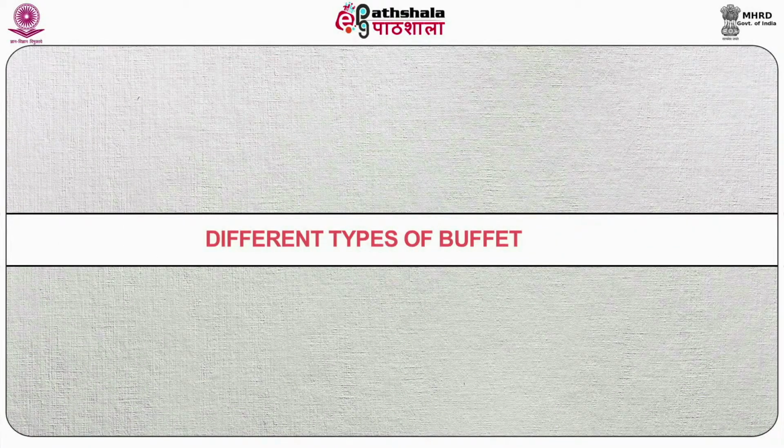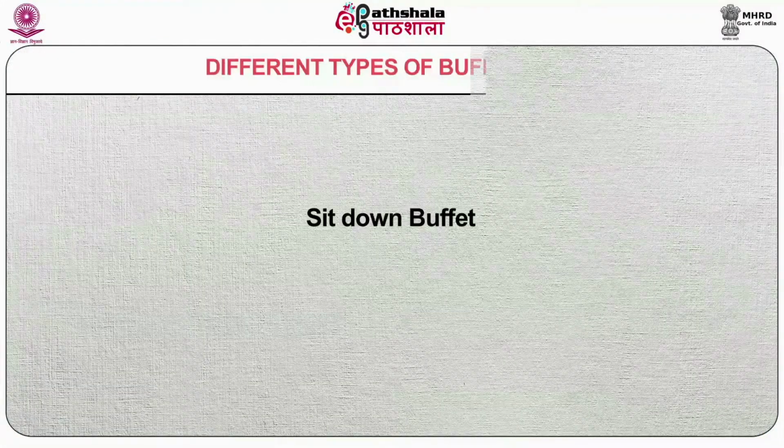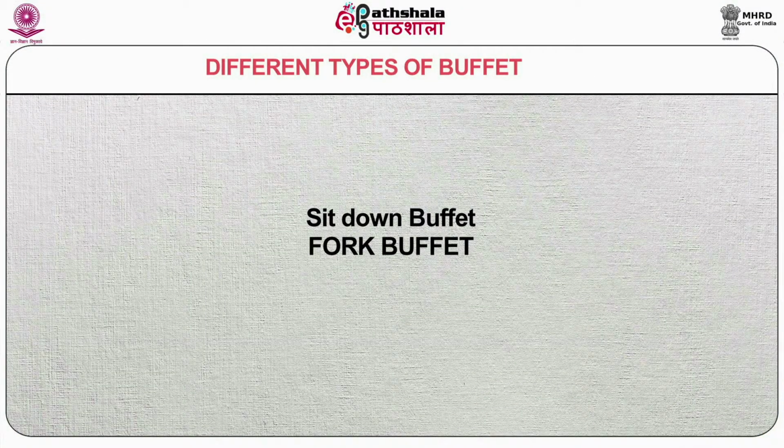Now, I will discuss the different types of buffets. Buffet literally means sideboard. The food is presented in such a way that a guest can serve themselves and also geared to stimulate the customer appetite. Different types of buffets are sit-down buffet, fork buffet, finger buffet.